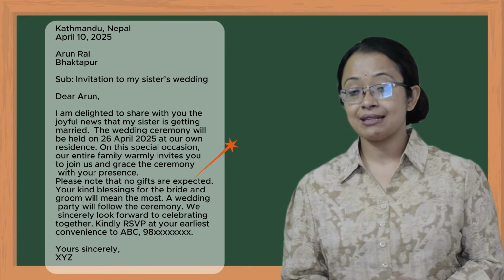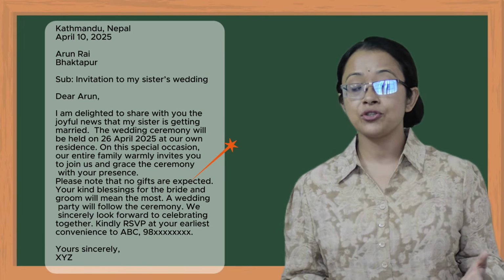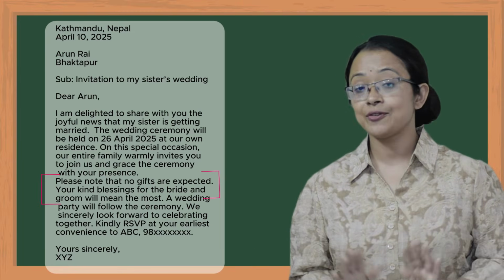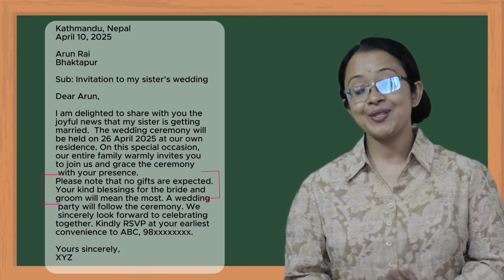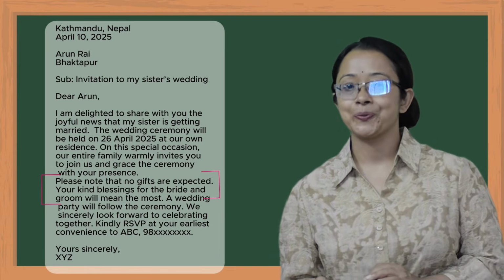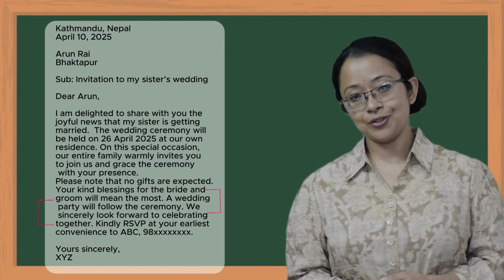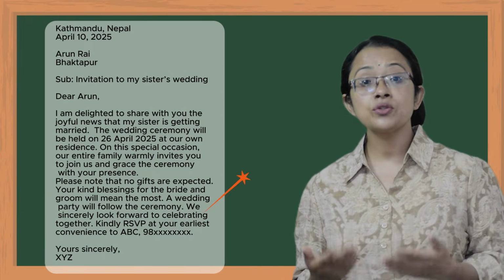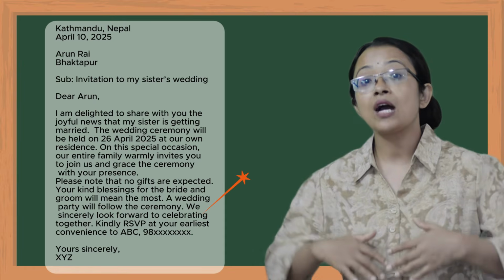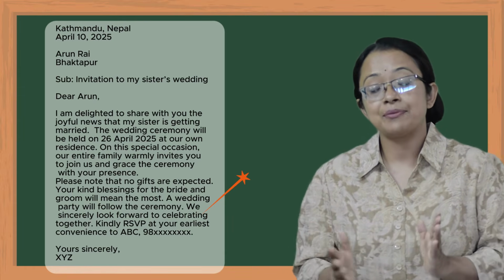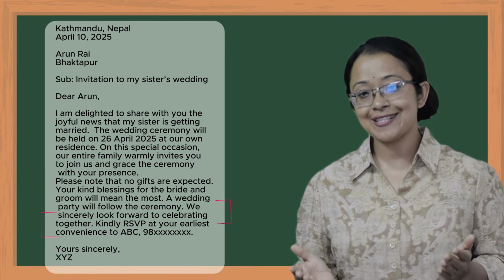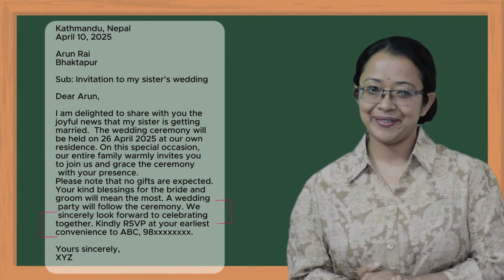Now, let's move to the second paragraph. In second paragraph, you need to give further information and details. Please note that no gifts are expected. Your presence and blessings are valuable to the bride and the groom. A wedding party will follow the ceremony. Now you need to show your anticipation here. Anticipation means show that how much excited you are to celebrate the program together. We sincerely look forward to celebrating the ceremony together.